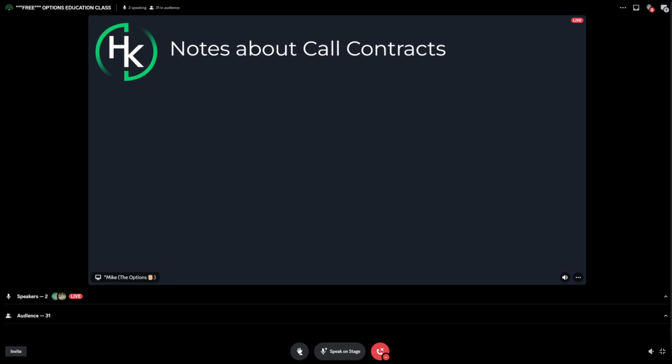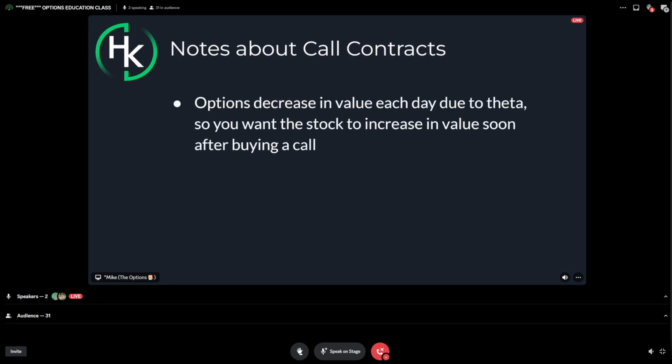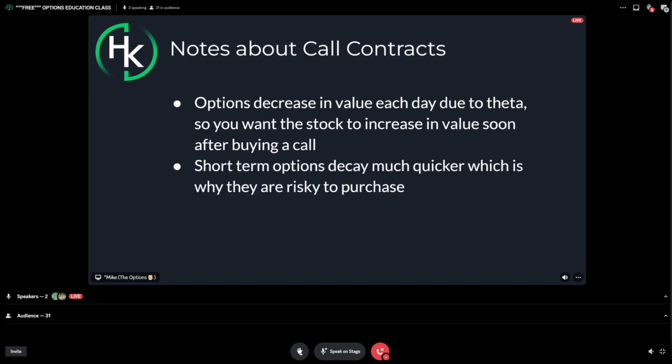Just a few notes about calls. Again, options decrease in value each day due to theta, or time decay. So you want the stock to increase in value ideally right away after you buy a call for the best results. Short-term options will decay much quicker, which is why they are risky to purchase. You have way less time to be right, and theta is going to hit those contracts way harder.